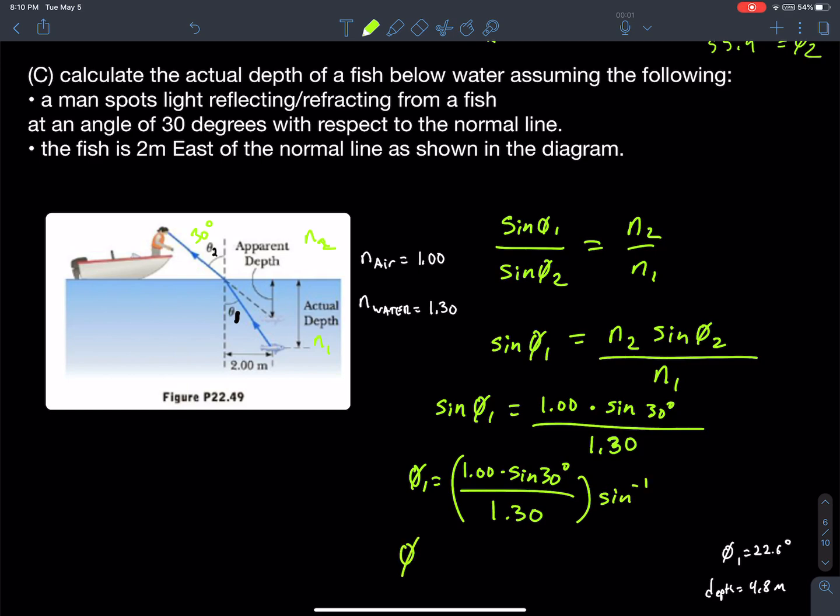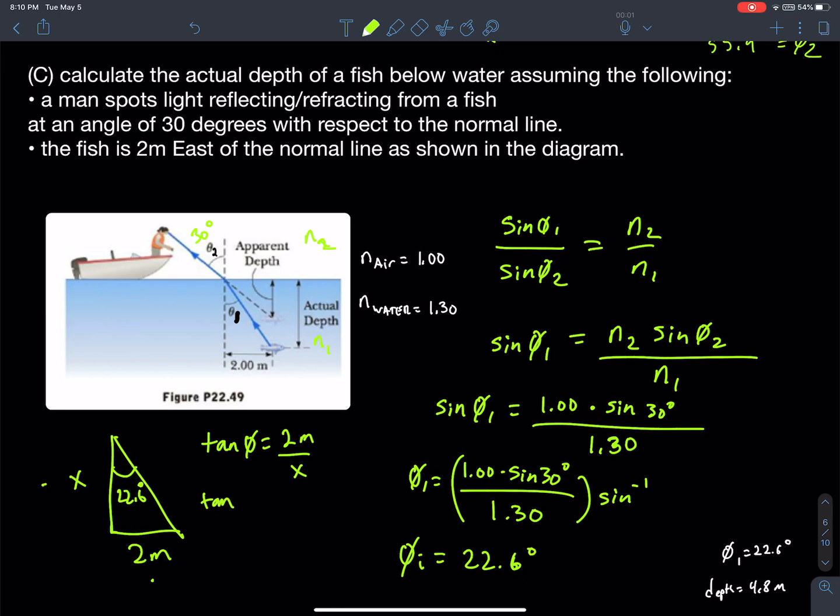That incident angle is going to be 22.6 degrees, something I solved already. Now that I know my incident angle, I can do some trigonometry. So that's my actual depth. I'm trying to solve for x. This is 2 meters. That is 22.6 degrees. So this is opposite and that's adjacent, so I can use a tan function. Tan theta is equal to 2 meters over x.